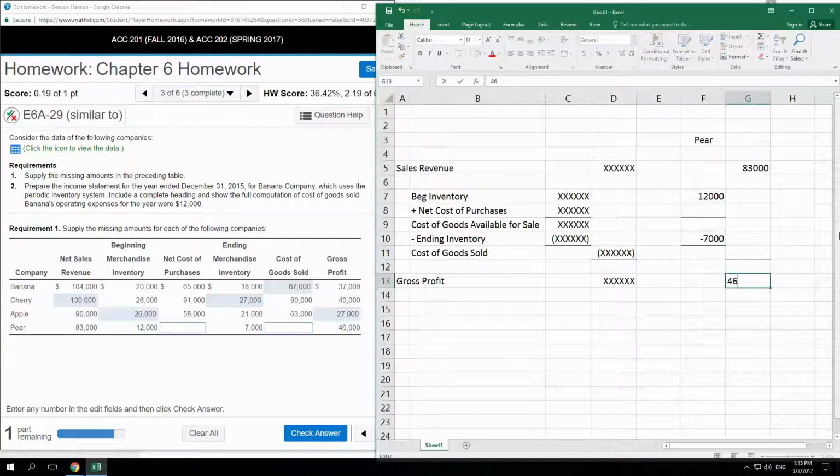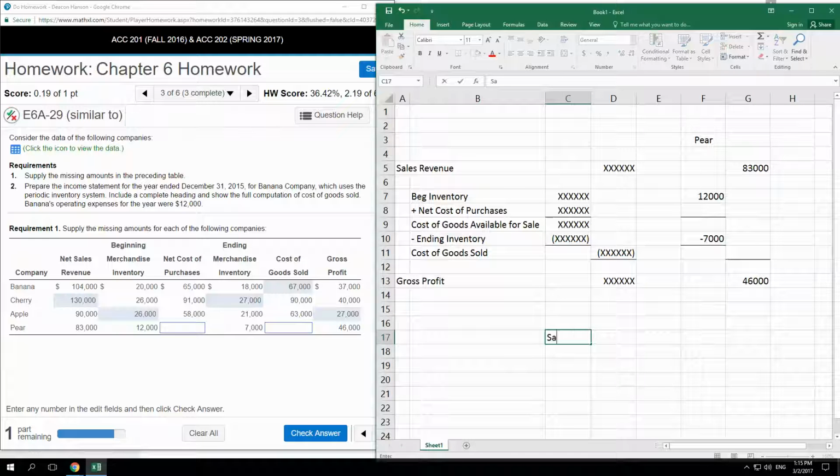Okay, so gross profit is 46,000. So this one we can truly work backwards, right? Because I know that sales revenue minus cost of goods sold gives me my gross profit. So really, my cost of goods sold is going to end up being sales revenue minus gross profit. You can see what I'm doing. Let me longhand that for you, right?